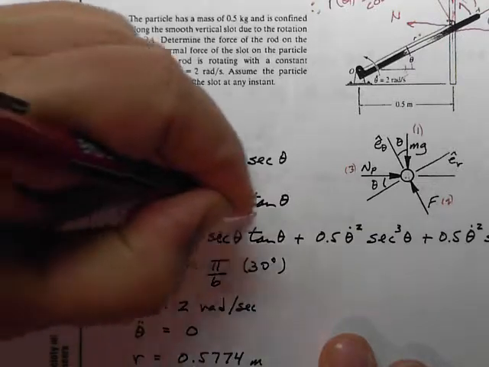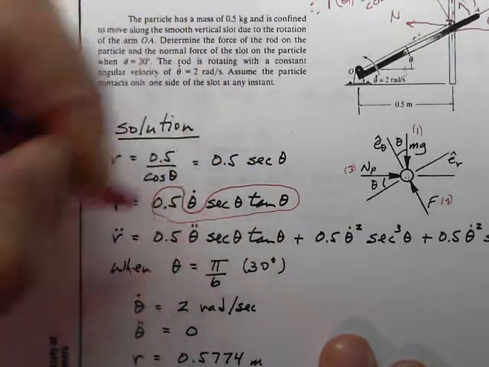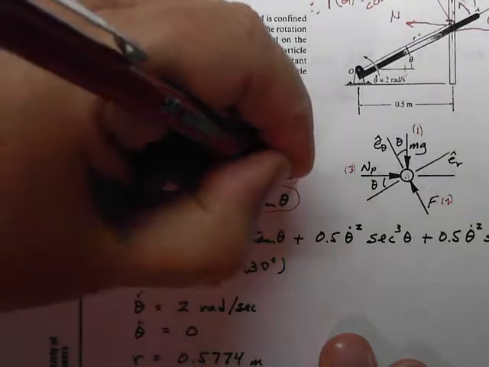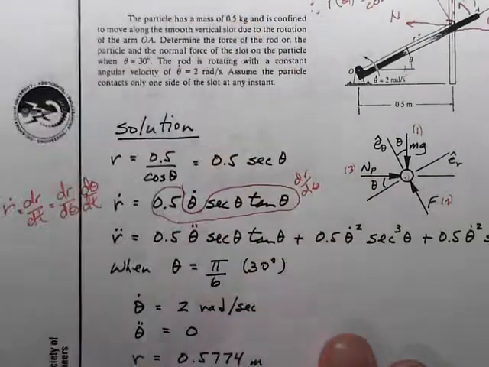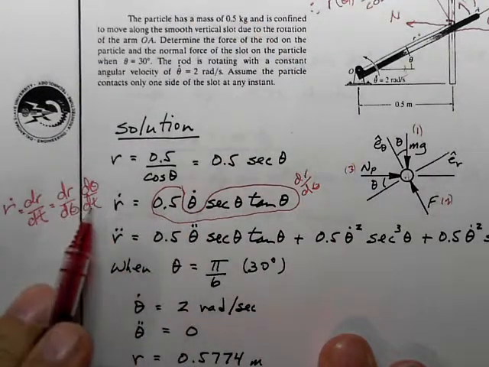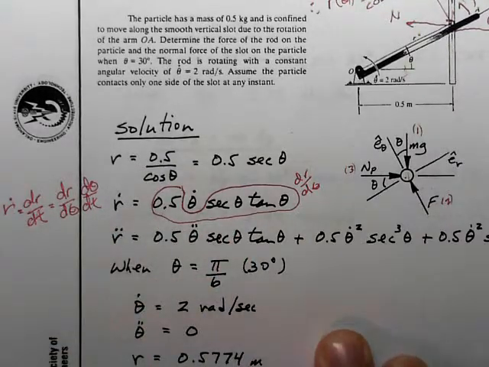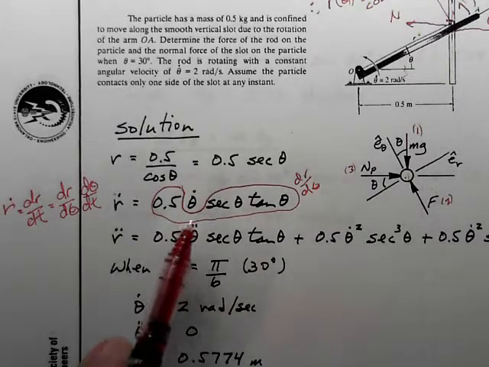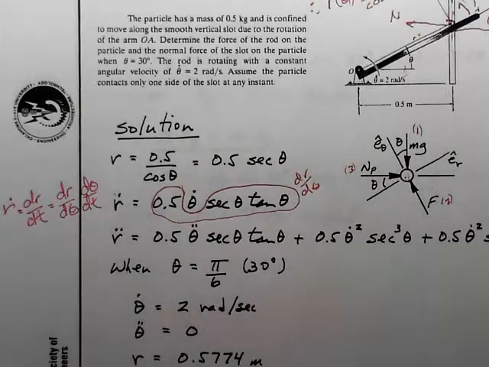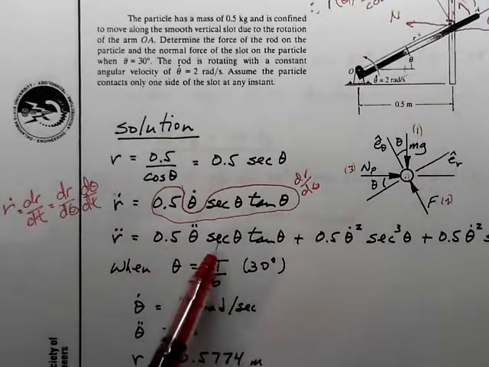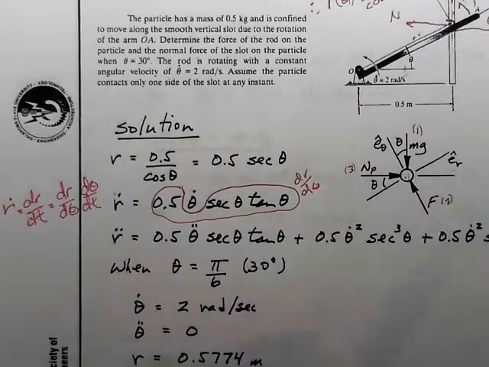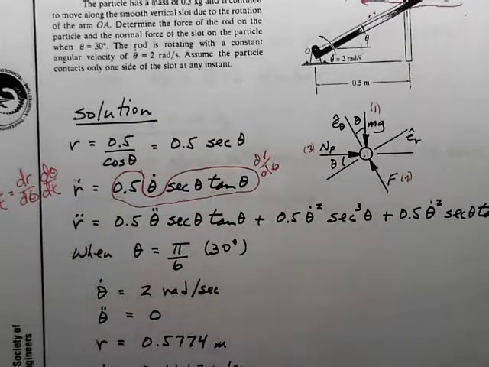So this piece, dr d theta. This piece, d theta dt. Multiply them together, we get r dot. That's usually the easy one. The next one is harder. Why? Because we have three different terms that involve theta, which means we're going to have to use the product rule, and we're going to get three different terms out of the derivative. Term 1, term 2, term 3, all of those terms added together.